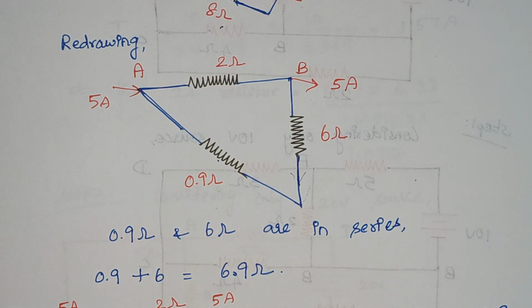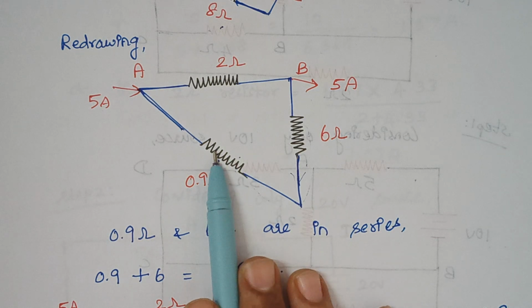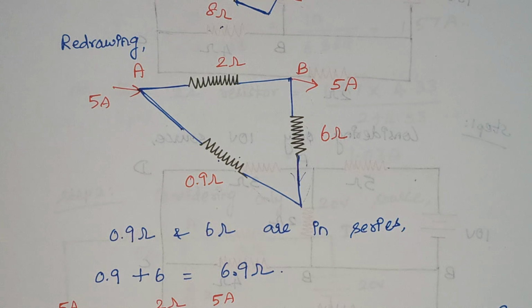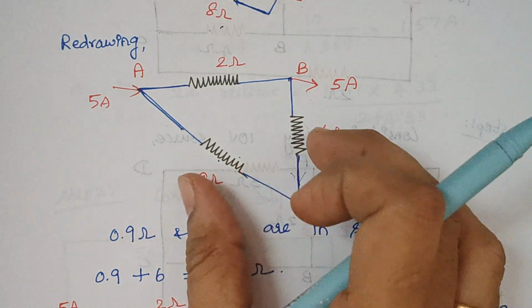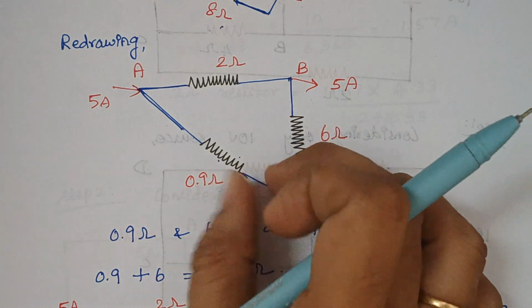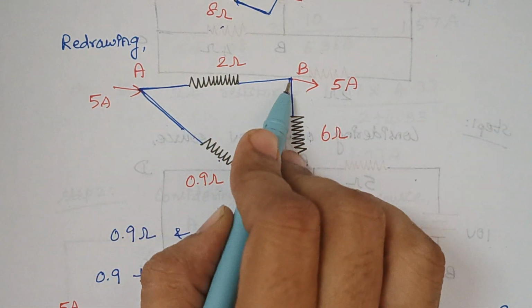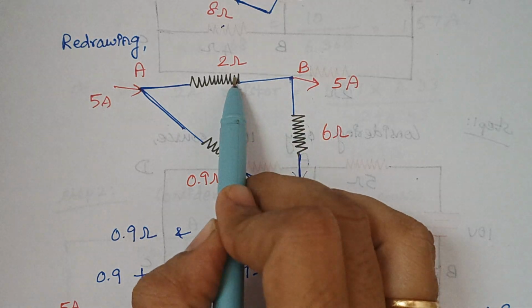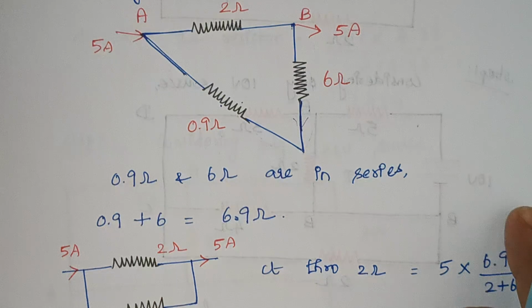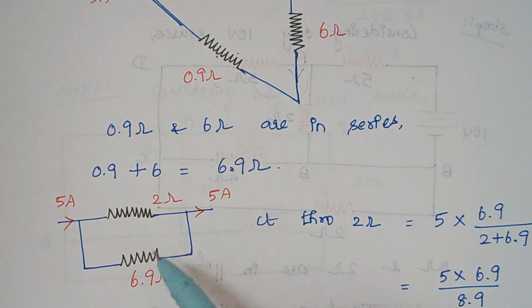Right. So again when you redraw the circuit, you see this series combination is connected in parallel across this A and B points. I hope you get. These two resistors are combined as a single resistor, and this resistor is connected between points A and B. So again, this 2 ohm resistor is also connected between A and B. So when you redraw the circuit, you see these two resistors are in parallel.